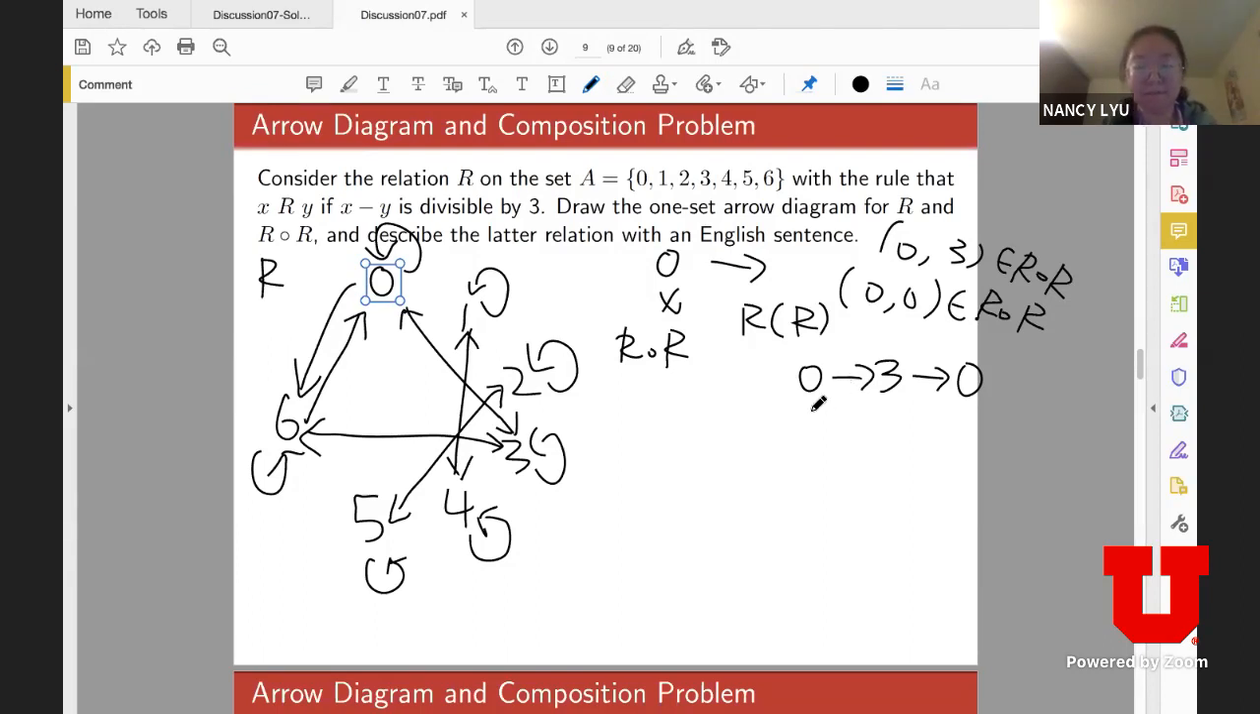Does that make sense to everyone? Because you can always start from a number, go to an intermediate number, and go back to itself. Like you have (1, 4). So (1, 4) is also in R compose R, because you can go from 1 to 4 and 4 back to 4.